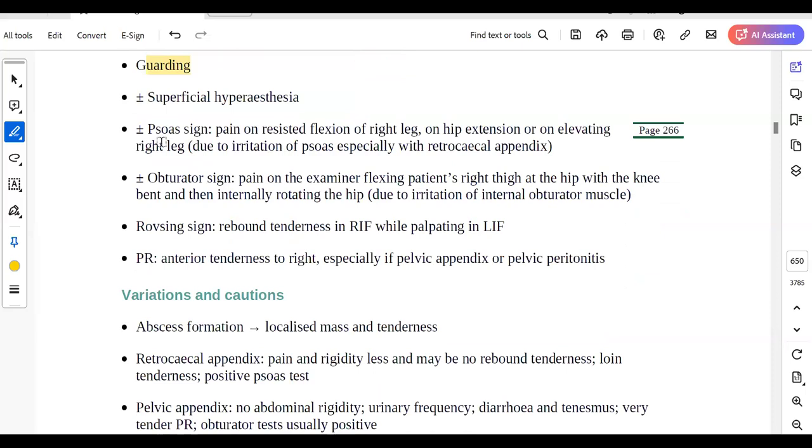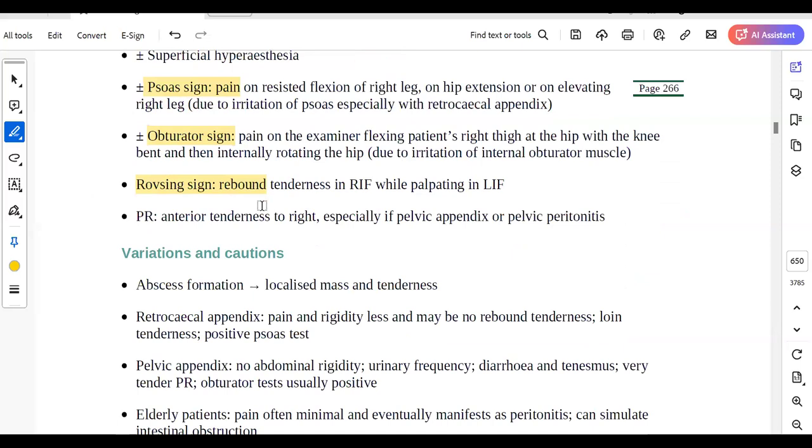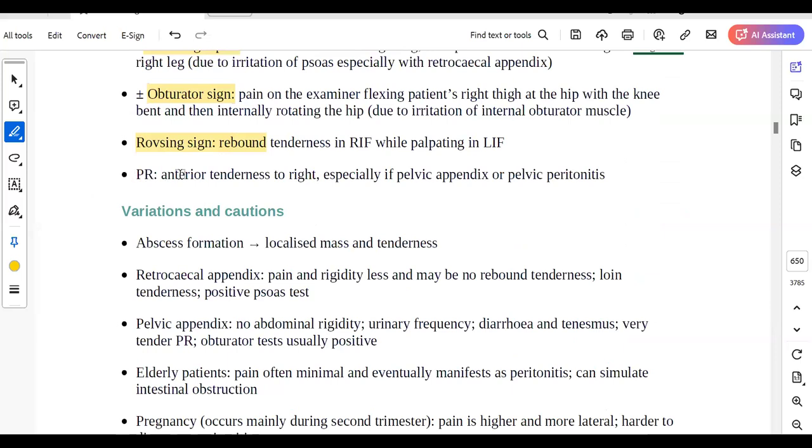You can also get some signs positive, like Psoas sign, obturator sign, or Rovsing sign. You don't need to know what these signs are. Just remember these signs can be positive in appendicitis. If you do a per rectal exam, it will be extremely tender. That's one of the very important findings for appendicitis.